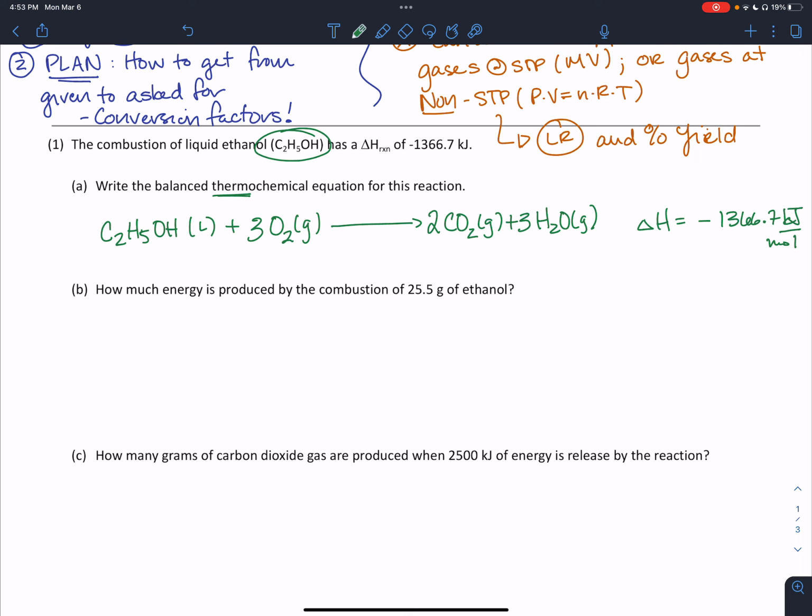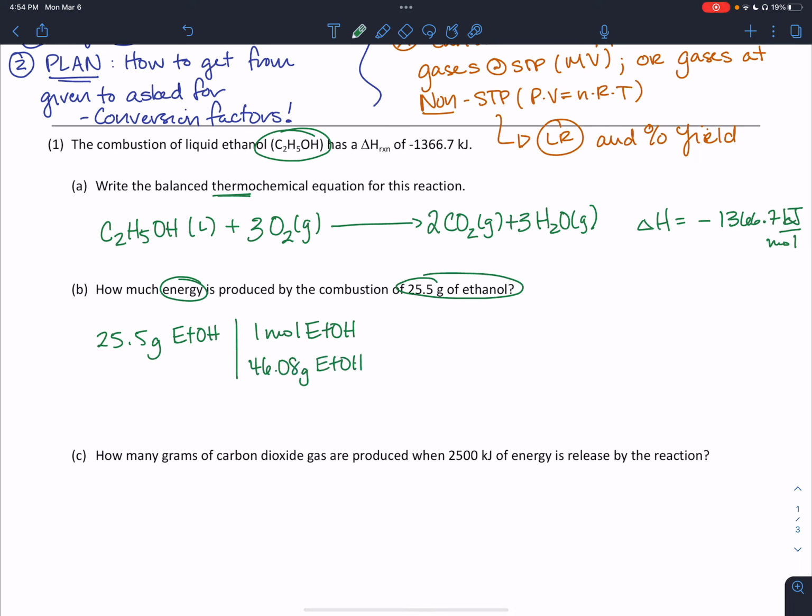All right, part B says how much energy is produced by the combustion of 25.5 grams of ethanol. So I'm going to start with mass of ethanol, convert to moles of ethanol using the molar mass, and then use my mole energy ratio to go from moles of ethanol to energy. For the setup, 25.5 grams of ethanol, I'm just going to write EtOH to represent that. Using my periodic table, I know that 1 mole of ethanol has a molar mass of 46.08 grams. That's going to let me cancel my grams, but I'm not done.